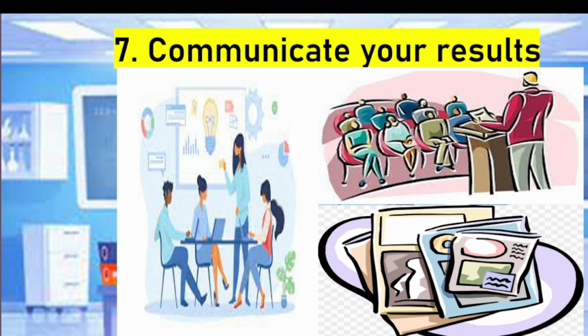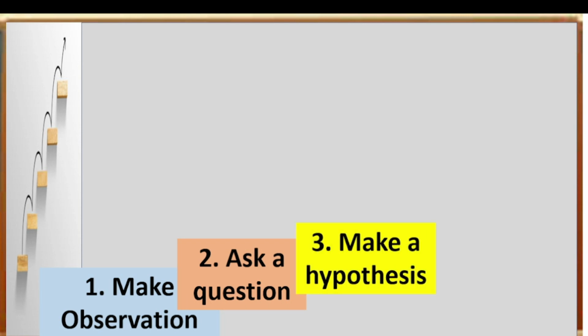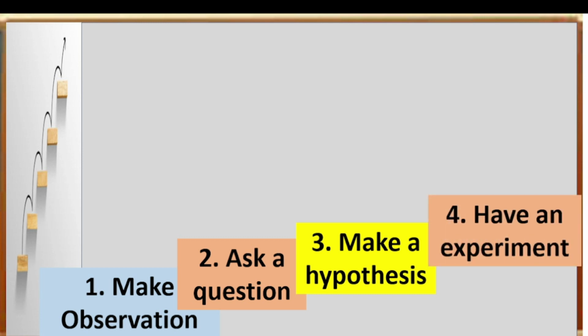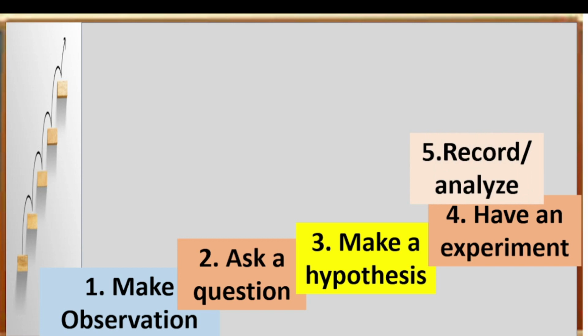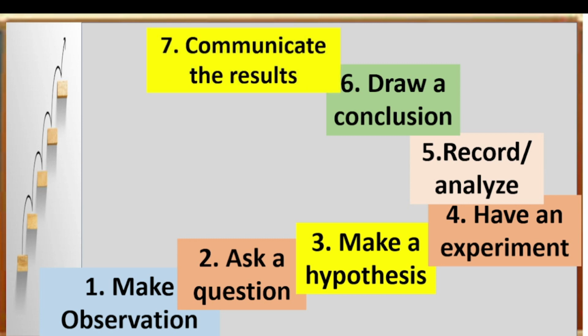And those are the different components of the scientific method. These are: first, make an observation. Second, ask a question. Third, make a hypothesis. Fourth, test the hypothesis by performing an experiment. Fifth, record and analyze the results. Sixth, draw a conclusion. Seventh, communicate the results. You may find another version of the scientific method, but you should remember that their purpose is the same.